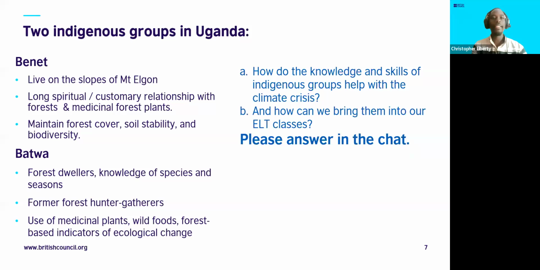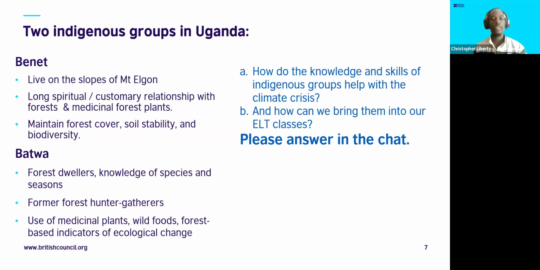Then my other colleagues will speak in line with that. So we're starting with two indigenous groups in Uganda, and that is the Bene, who live on the slopes of Mount Elgon in the eastern part of Uganda, and then the Batwa from southwestern Uganda, who neighbor Congo and Rwanda in East Africa. So who are the Bene?